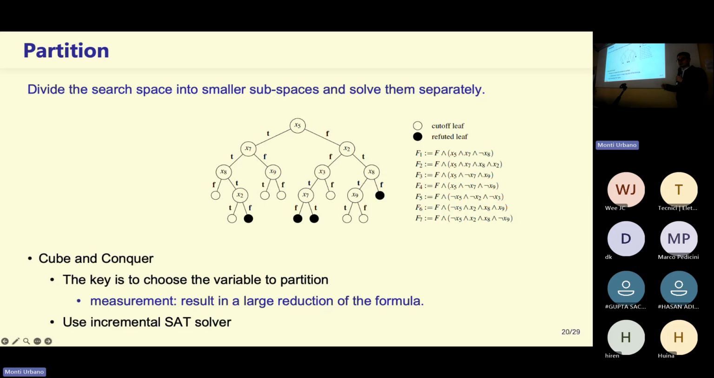Also, for this method, we use an incremental SAT solver because we are solving many similar instances here. The two subformulas and the parent formula are the same in major part. They just have a small portion of differences. So we don't need to solve them from scratch. We can use an incremental solver, which means we can use the experience, learned clauses and other information from the previous solving procedure.